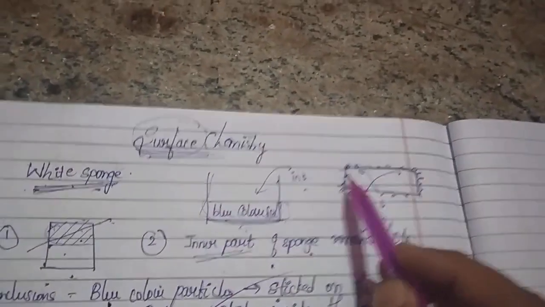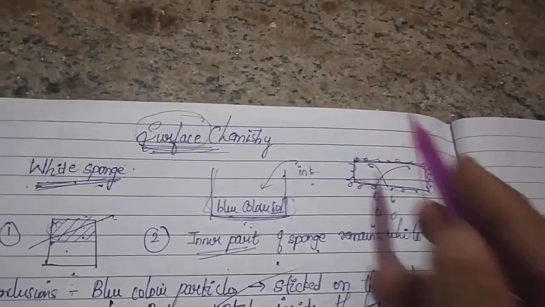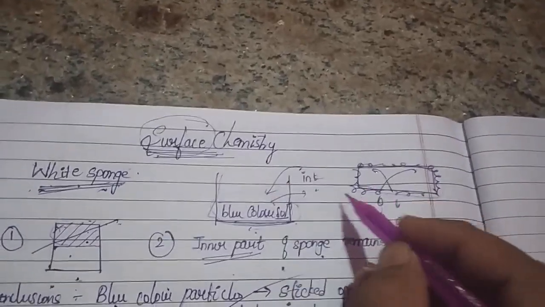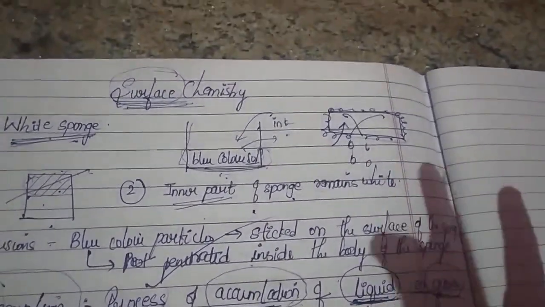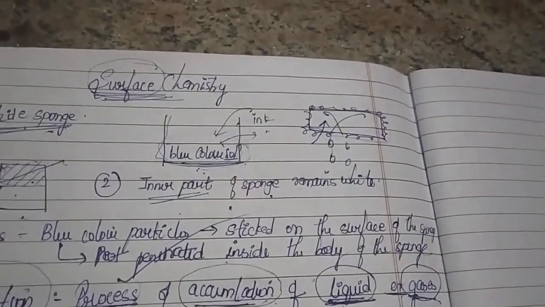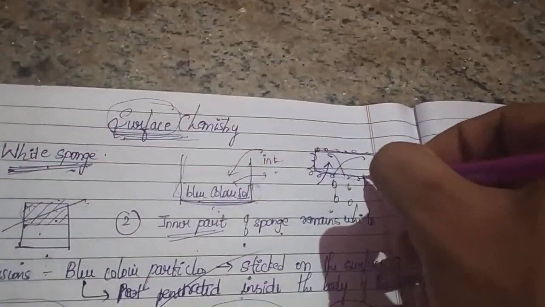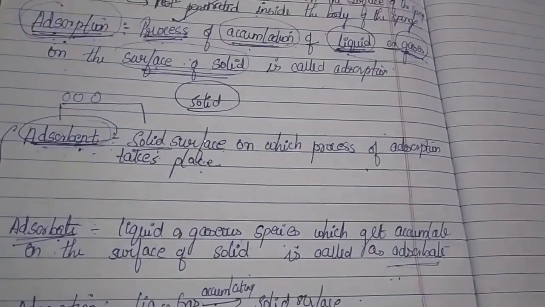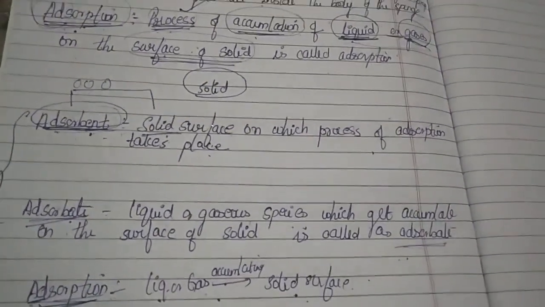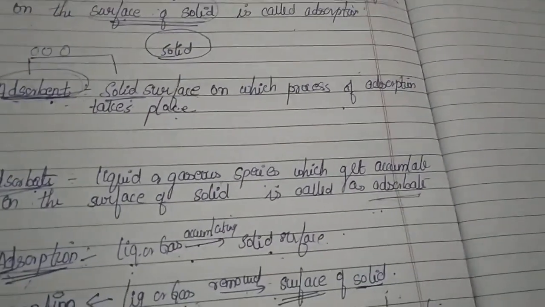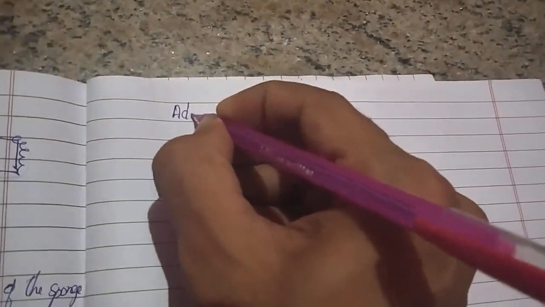So what has happened? The blue colored particles have been adsorbed on the surface. In turn, the water molecules have penetrated inside the body of the sponge. So this is a process where we can define sorption. At a time, both adsorption as well as absorption have taken place simultaneously. So that is called what? Sorption. Now the question arises, what is the main difference between adsorption and absorption?